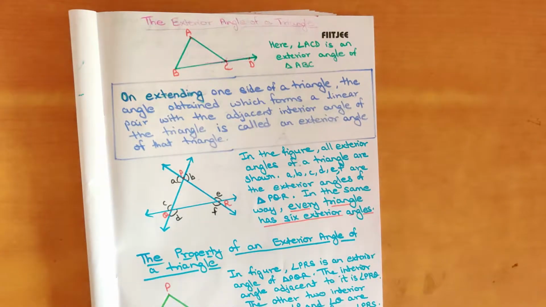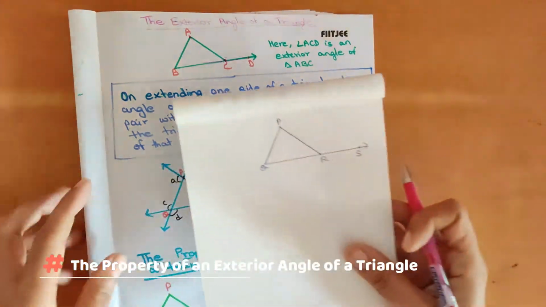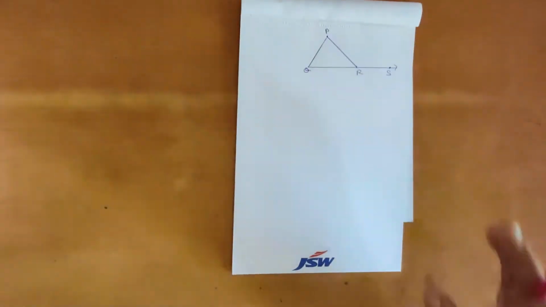Okay. So what does the property of an exterior angle of a triangle say? So how can we solve it? We can solve here.